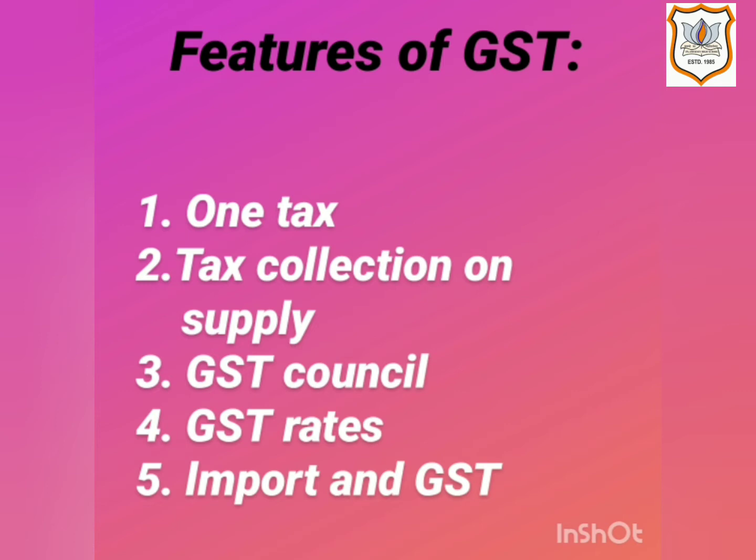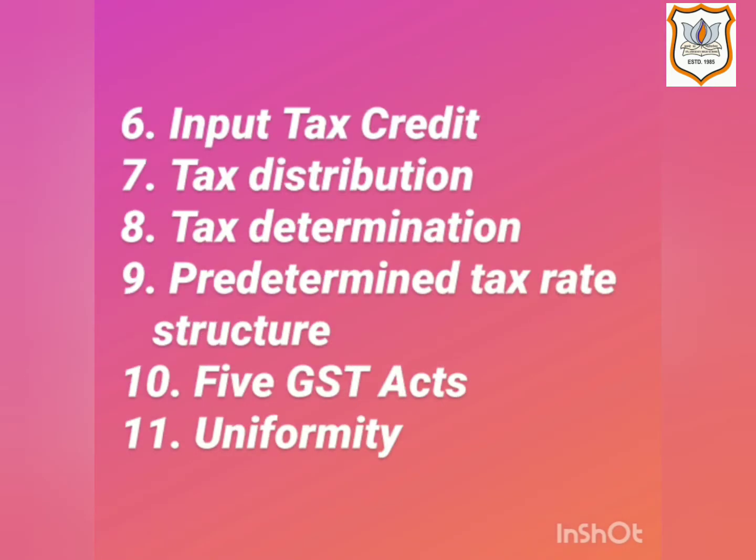Now the next point is import and GST. Here, imports of goods and services are treated as interstate supply. Interstate supply, I have already explained earlier. Now the next point is input tax credit. It means every taxpayer, while paying taxes on output, may take credit for taxes paid earlier by the supplier on inputs.